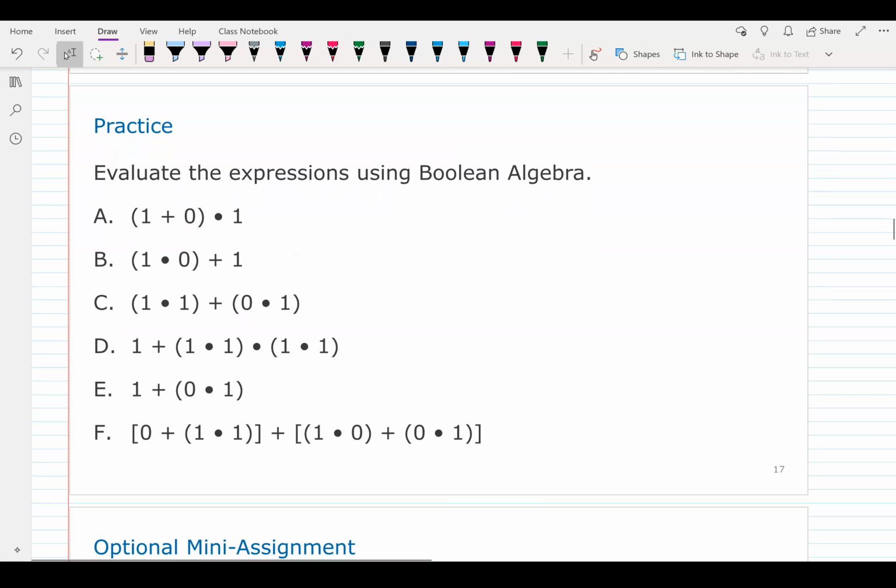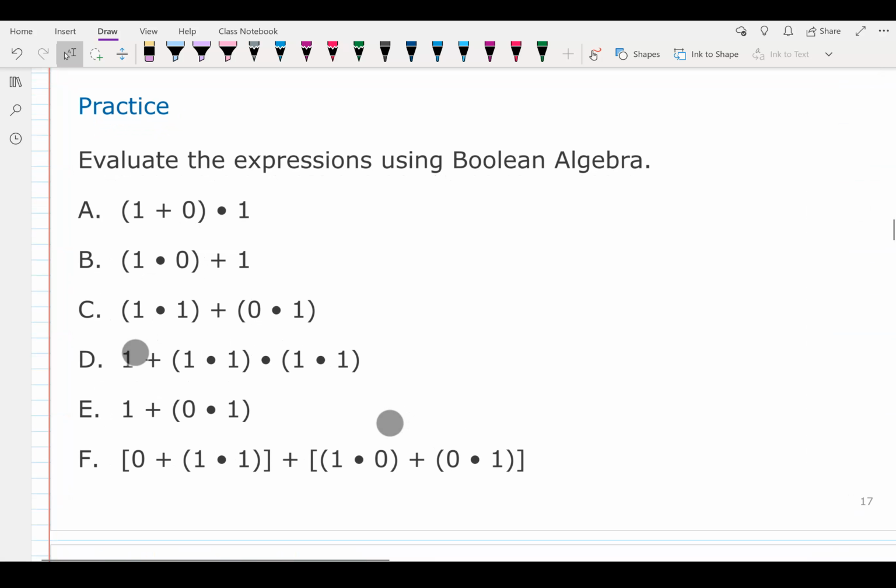Evaluate the expressions using Boolean algebra. I'll leave these for you to try because they're basically the same as what we got before. I'll write the final answers out here just for you to check it against, but you should try these yourself. All right. Moment of truth. It's 1, 1, 1, 1, 1, and 1. Okay, so all of these work out to 1, but it's up to you to see why.